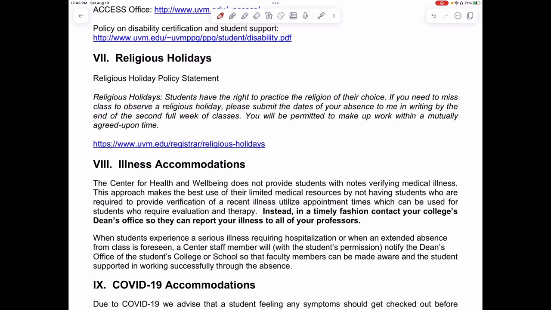And then the one that tends to happen a little bit more is the illness. And so remember, in terms of accommodations for illness, you want to contact your college's dean's office so that they can report the illness to all your professors, so that everyone knows your illness, and we can then do accommodations after talking with you about it.